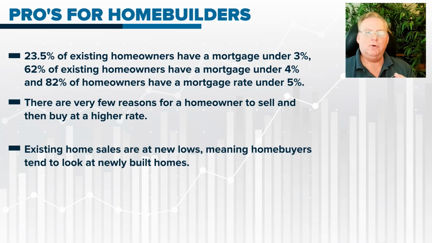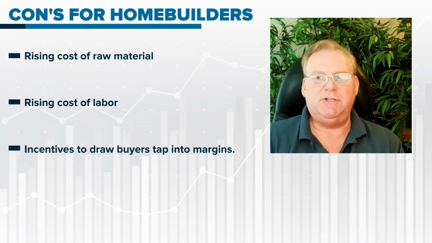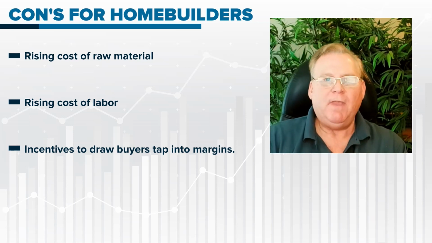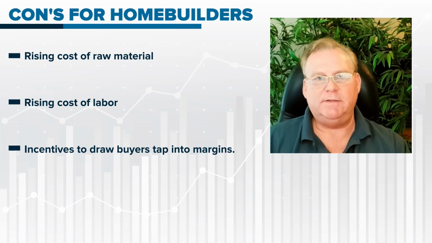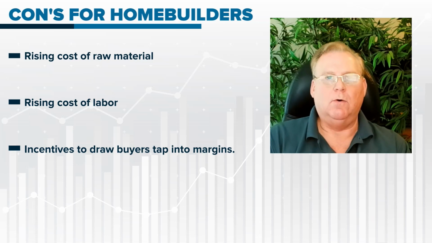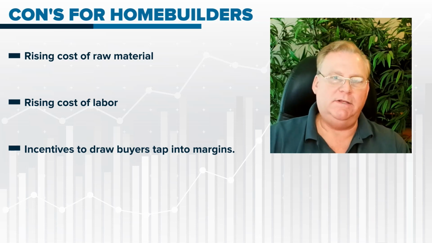These bullet points are good news for home builders. Builders like Toll Brothers or Pulte and others, and we'll take a look at those in a moment. So these are some of the good news bullet points for home builders. Conversely, there's some bad news for home builders. Those deal with the rising cost of material, rising cost of labor, and incentives that these home builders have to offer to prospective clients. They will either buy down the interest rate, or they will pay off closing costs, various methods like that. That will cut into their margins.